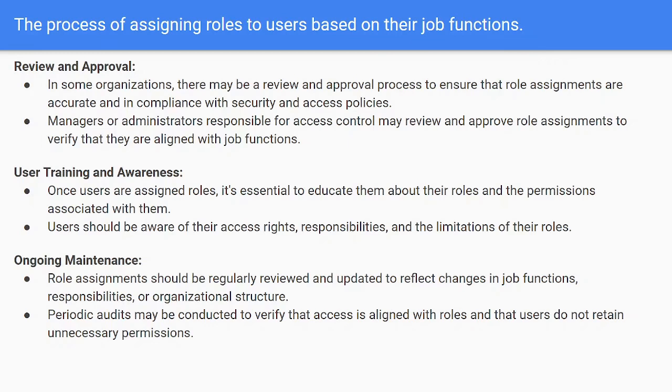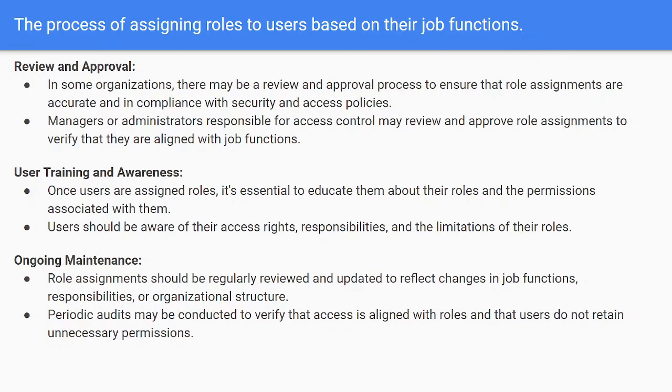Then the next point is user training and awareness. Once you've assigned the user a role, you need to educate them on what their role is, what permissions they have associated with that role, and the limitations of their role. They need to be aware so that they can be held accountable when things do not go as they should, or when things go haywire. So users should be educated on the roles, the permissions, the responsibilities, and the limitations of their role.